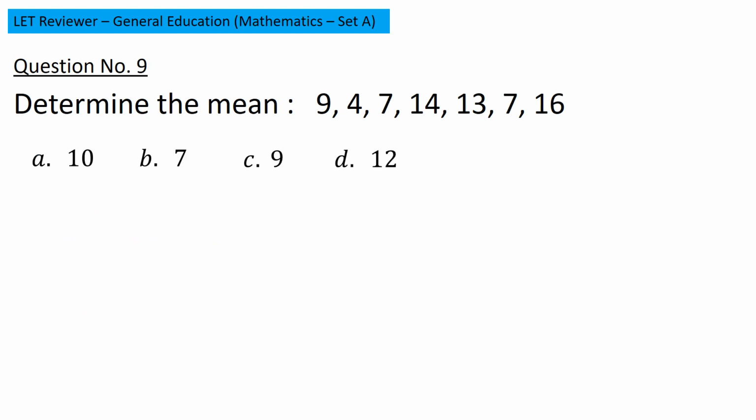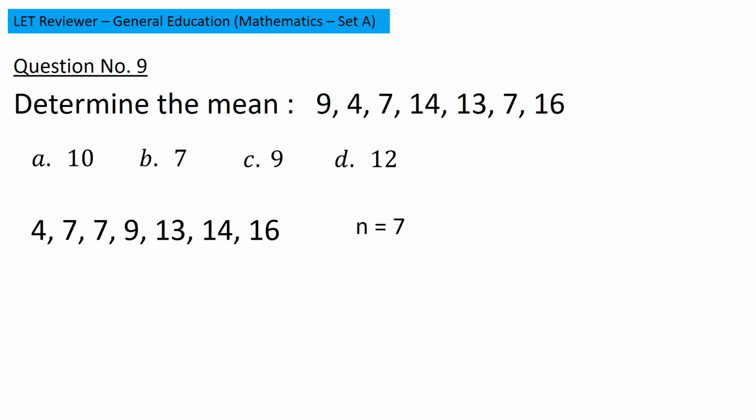Question number 9. Determine the mean of 9, 4, 7, 14, 13, 7, and 16. A, 10. B, 7. C, 9, D, 12. So, in determining the mean, okay lang kahit hindi na natin i-arrange from lowest to highest or highest to lowest. But this time, ang ginawa ko, since in-arrange ko siya kanina dahil same lang yung ating given katulad ng question number 8, all you have to do is to simply add all of these numbers.